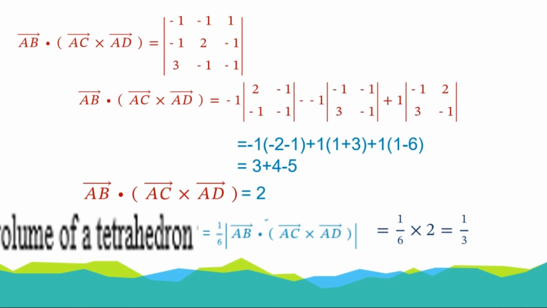So we recall that the volume of the tetrahedron was 1 over 6 times the absolute value of the triple scalar product. The absolute value of 2 remains 2. So it means our volume in this case will be 1 over 6 times 2, which is a third cubic unit. So this is the volume of a tetrahedron.